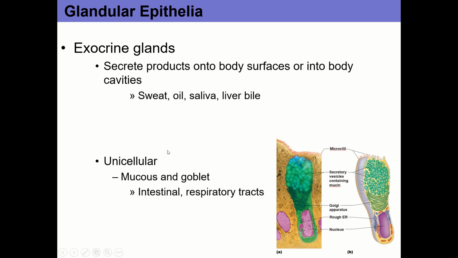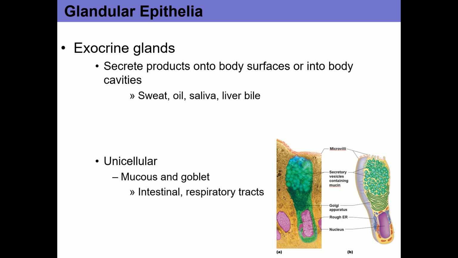And then other ones, and we'll talk about these a lot in the next chapter. So your sebaceous or your oil glands, and then your sweat glands. So you've got glands in the skin that are going to release a lot of water, and then sodium, potassium, and some other products like urea. So those sweat glands would fall into the category of exocrine glands because they're going to secrete their product onto a body surface, in this case onto the skin surface.